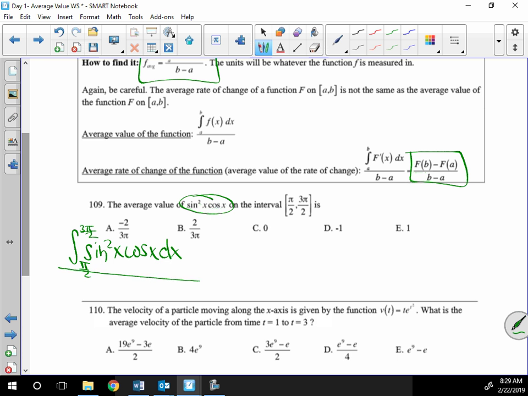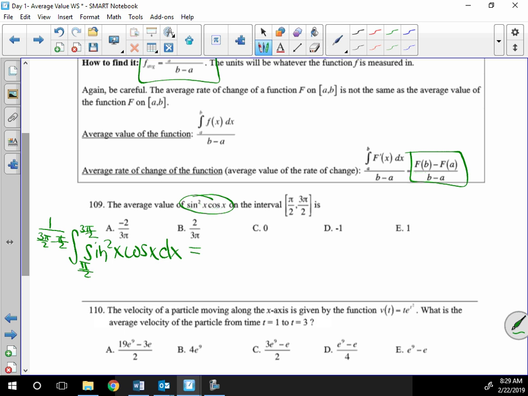I personally like it written out in front where we have 1 over, just because I don't like massive fractions happening. So I'm going to do it as 1 over my interval. So 1 over 3 pi over 2 minus pi over 2. Okay, so it's just this setup, and then all I have to do is integrate using the normal integration rules. Okay, so let's go ahead and do this one.